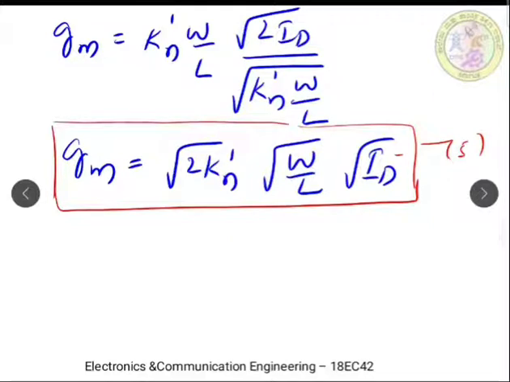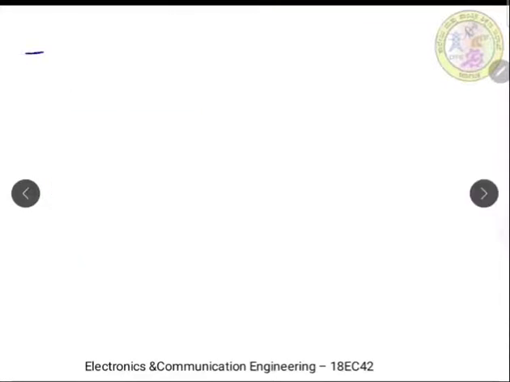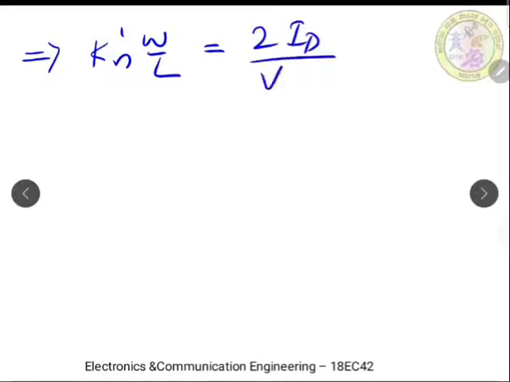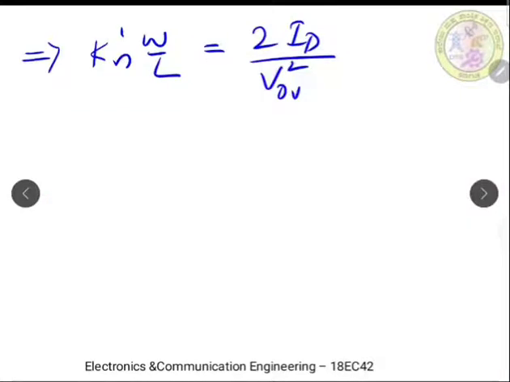Still one more expression for gm can be obtained by substituting for this constant Kn dash W by L. For that we will make use of one more drain equation. We know that ID is given by half Kn dash W by L into VOV square. This is the drain current equation in the saturation region. Now in this we will substitute for Kn dash W by L. That equation gives Kn dash W by L is equal to 2ID by VOV whole square. I am retaining only Kn dash W by L on one side, so all the remaining terms are transferred to the other side.